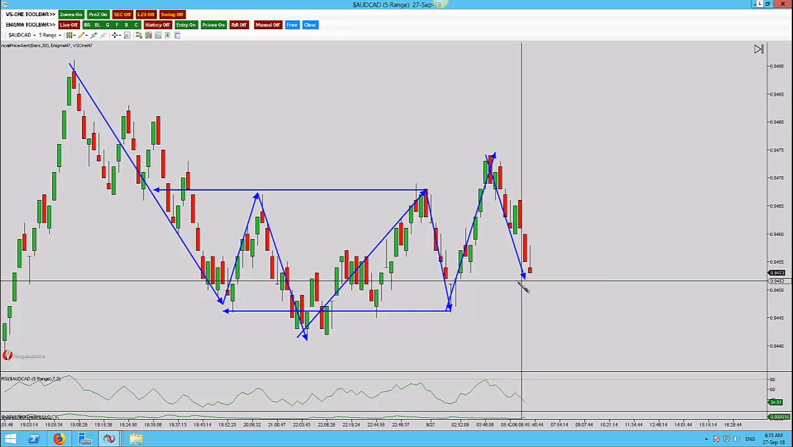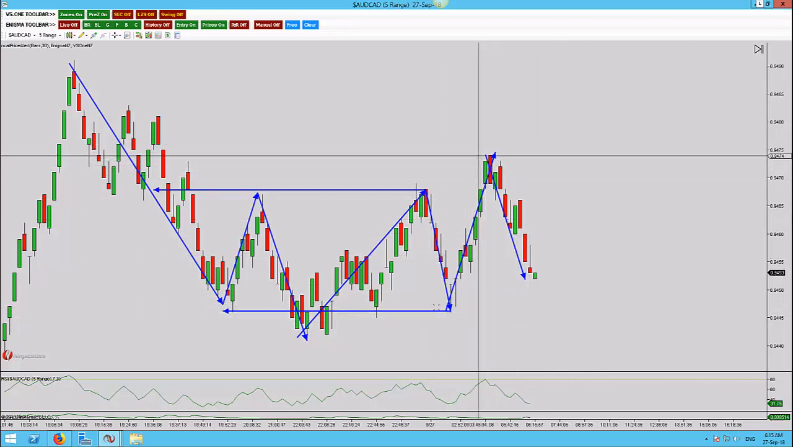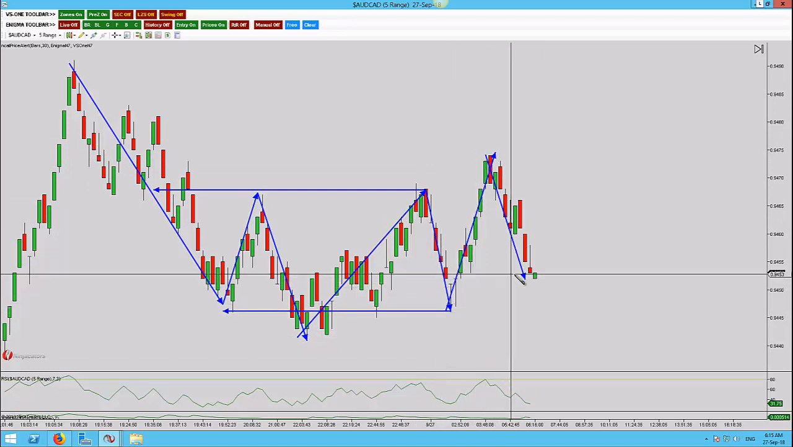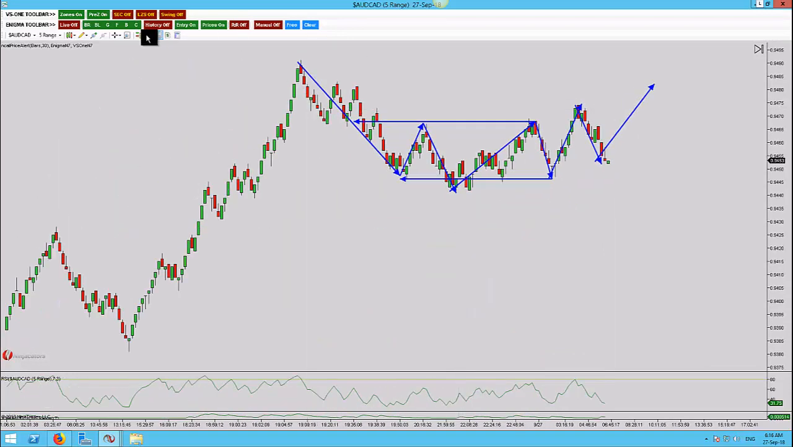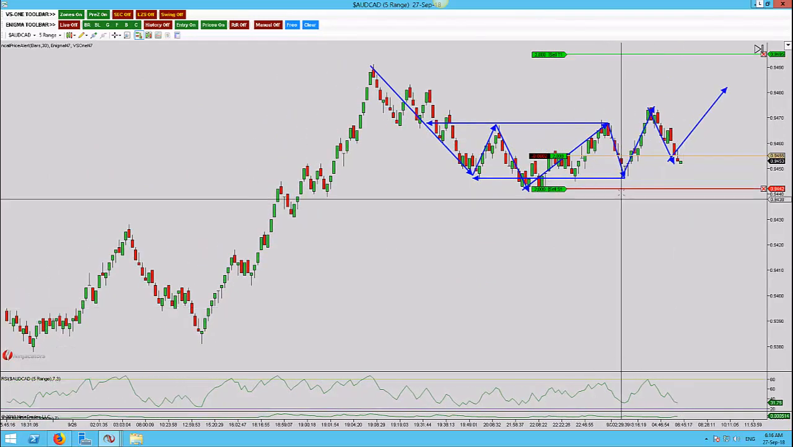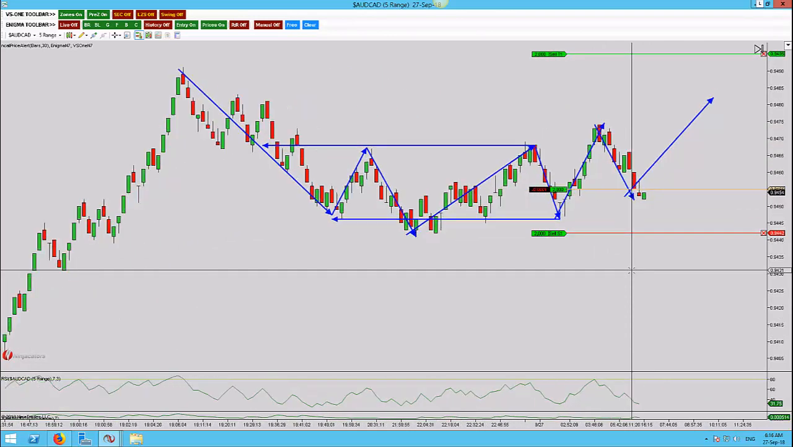So I'm looking at a pullback to here. I would prefer not to see this level broken, because that would mean that this technically is no longer a violation. We would just get a violation down here. So I would now like to see a move to the upside, and that would put us in trend. So a lot of information there. That's why I have my stop down here, just to give me a bit of breathing room here.